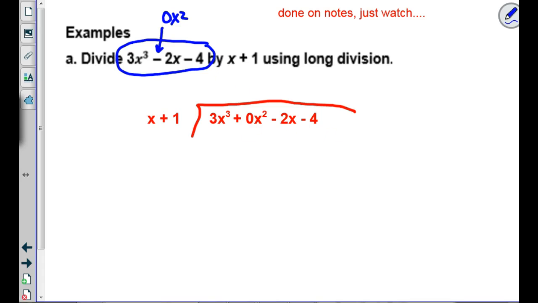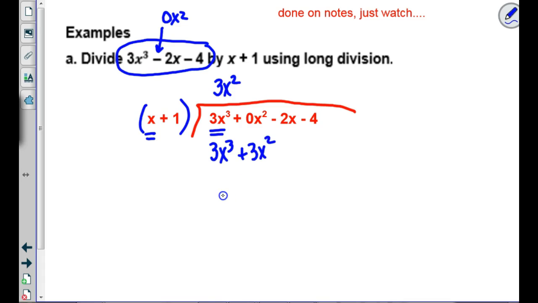Now, what we do is we look only at this first term and the first term here. You are looking to multiply. What can I multiply x by that will become exactly 3x cubed? Okay? Everybody good? 3x squared times x is going to be 3x cubed. But then you're multiplying it by all of this. So we have to also multiply the 3x squared times 1, and we get plus 3x squared.